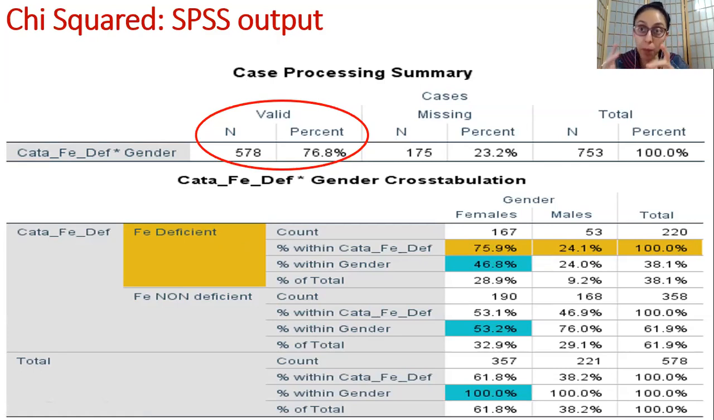Depending upon your research question, these percentages may vary. Your count is the same. The count you use for iron deficient would be the same, but your percentage may vary depending upon your research question. My research question is, are girls more deficient or boys more deficient in iron? So that's why I'm selecting this golden row. So for me, girls are more deficient in iron. These are the numbers and these are the percentages.